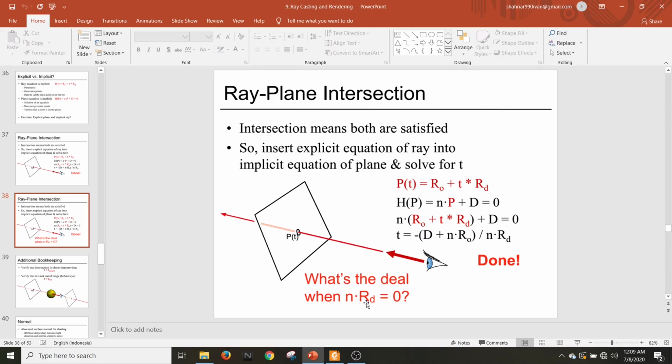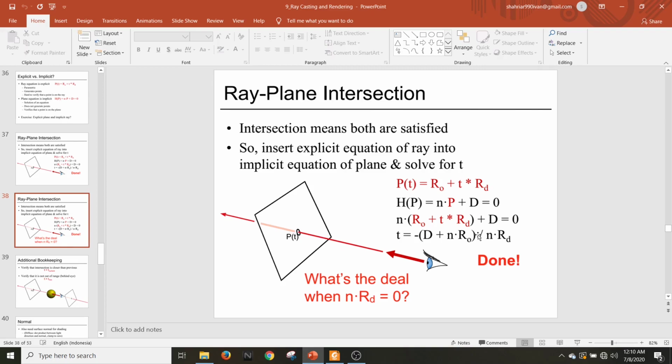So what will happen if n dot rd equals 0? We will have a division by 0 here. So what does it actually imply, division by 0? Recall that division by 0 means this whole thing will result in t being infinity. So that means that the ray would meet the plane at infinity, since the plane and the ray are actually parallel to each other and can never intersect. So that is why t would come as infinity here.